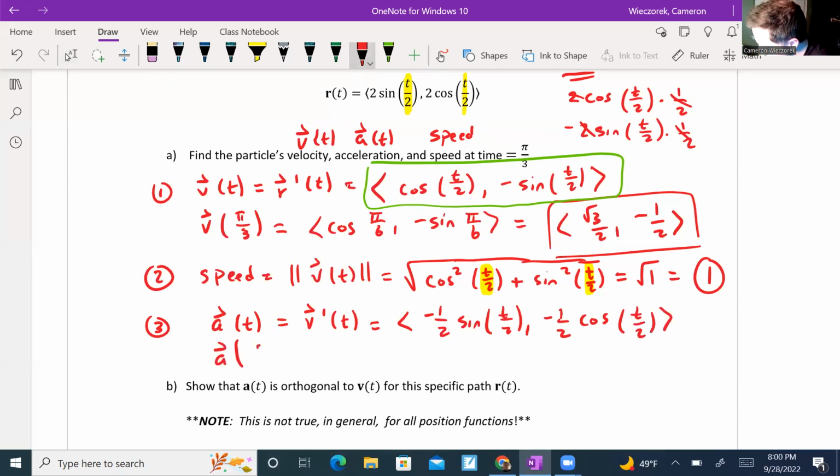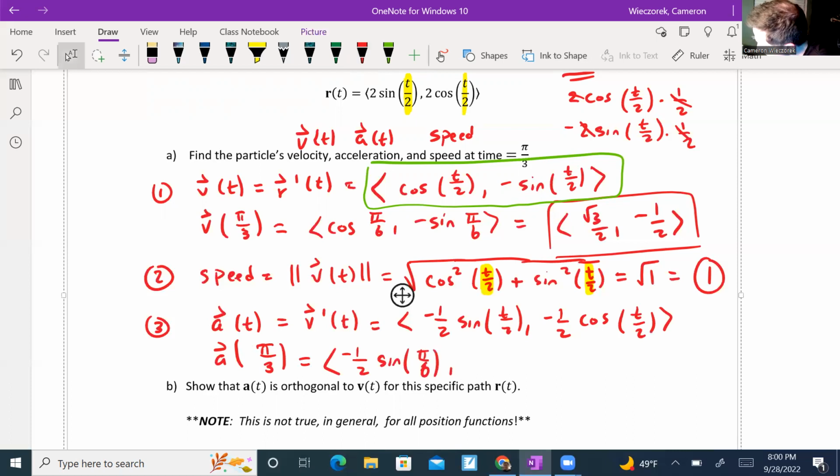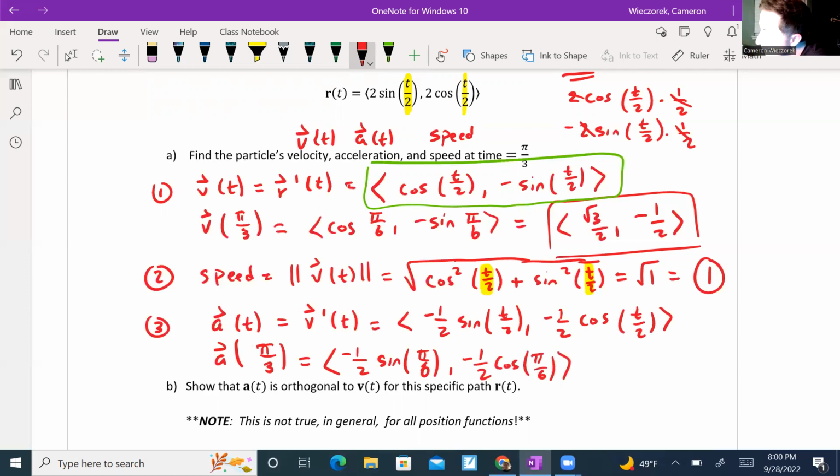Plugging in pi over 3, I want to figure out what the acceleration of the particle is at time pi over 3. This is going to be negative 1/2 times the sine of pi over 6, and negative 1/2 times the cosine of pi over 6. Sine of pi over 6 is 1/2, times negative 1/2 would be negative 1/4. Cosine of pi over 6 is root 3 over 2, times negative 1/2 would be negative root 3 over 4. Again, we want to give exact answers in the problem unless they tell us to use decimals. That would be the expectation on a quiz or on a test.